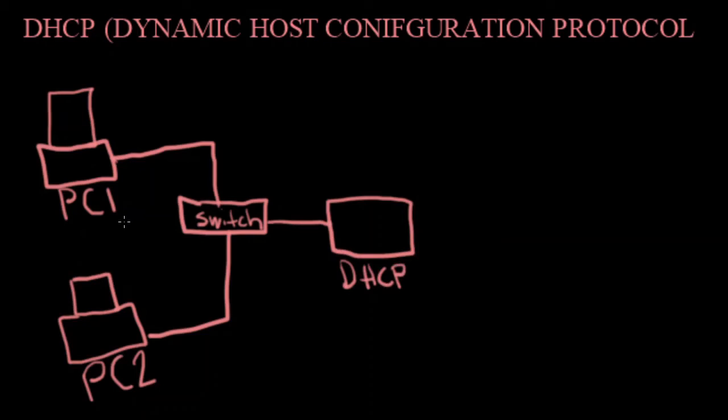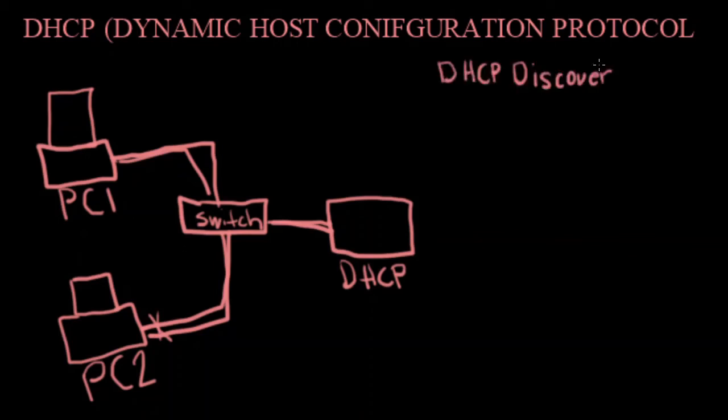Let's say PC1 needed an IP address. What it would do is send out a broadcast message to the whole network. Everyone in the network would receive it, and if it wasn't intended for them, they'll drop the traffic. For example, PC2 would drop it. So this message actually is called DHCP discover.